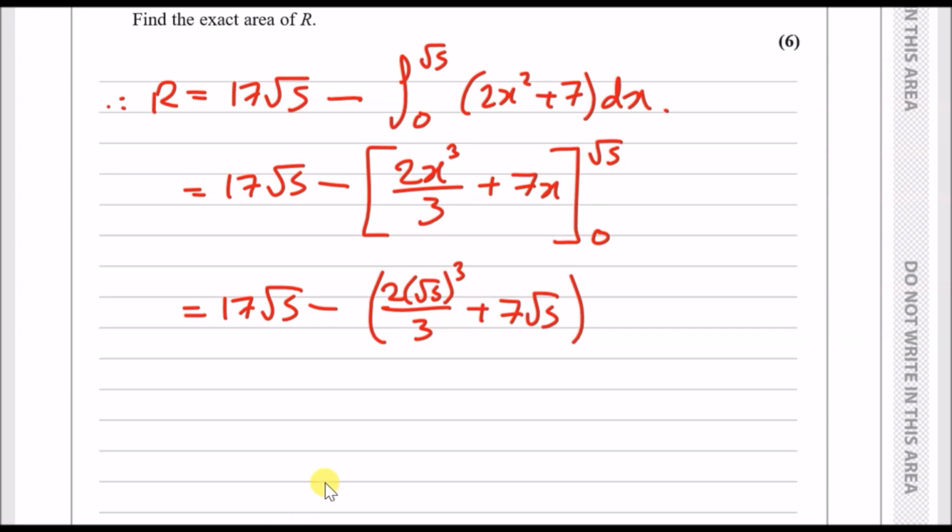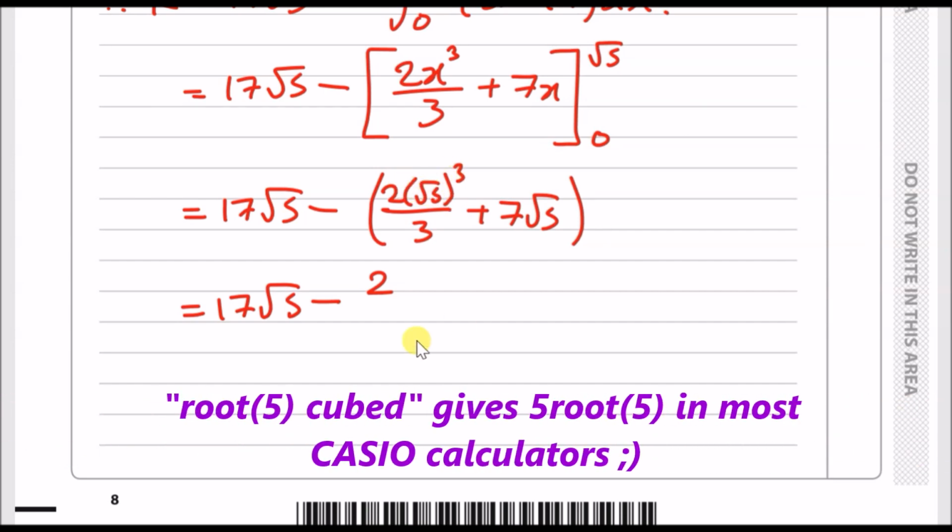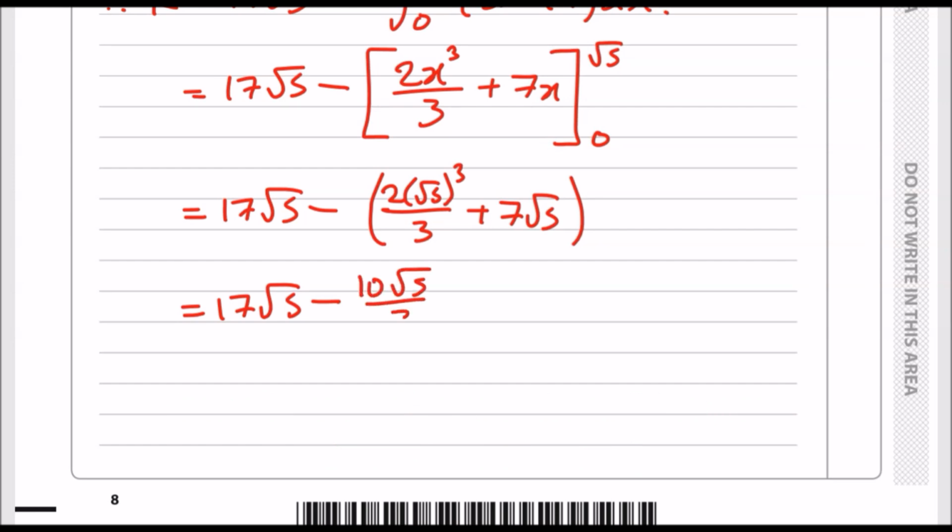At this stage, we need to simplify this carefully. 17 root 5 minus, now we have 2 times root 5 cubed, and root 5 cubed is actually 5 root 5. 5 root 5 times 2 is 10 root 5. So this would be minus 10 root 5 over 3. As we expand the bracket, this becomes a negative 7 root 5. And now this is all easy. We're just collecting like terms in terms of root 5. If we factorize root 5, we have root 5 outside, and now we've got 17 minus 10 over 3 minus 7.